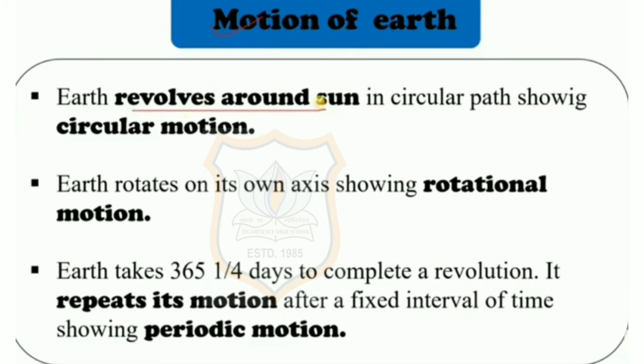Motion of earth. Earth revolves around sun in a circular path, showing circular motion. Earth rotates on its own axis, showing rotational motion. Earth takes 365 1/4 days to complete a revolution. It repeats its motion after a fixed interval of time, showing a periodic motion.